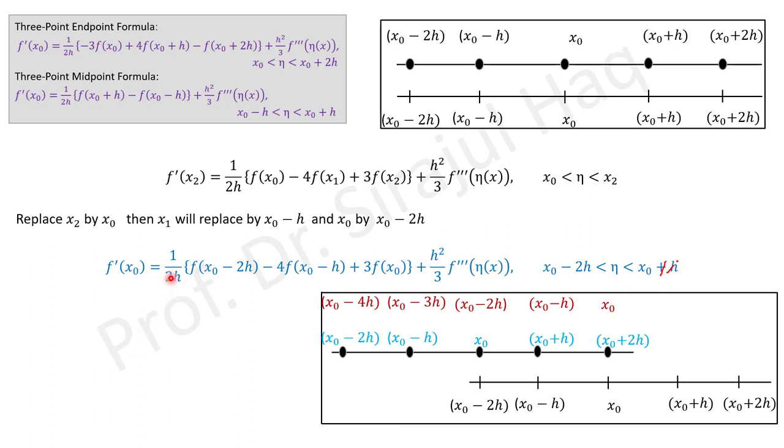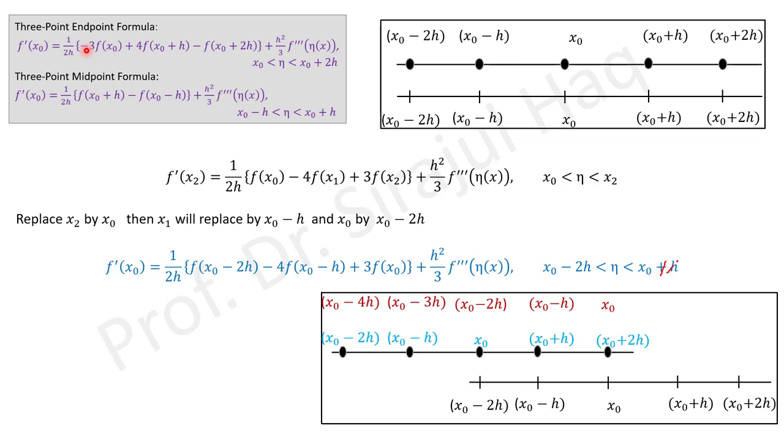Let's replace h by minus h. What will happen? This will be 1 divided by 2h with a negative sign. This will become x0 plus 2h, this will become x0 plus h, and that will remain unchanged. The negative sign is outside. So when I multiply the negative sign, this will become minus f of x0 plus 2h, which coincides with that one. This will become plus 4 f of x0 plus h, which coincides with this one. And this will become minus 3 f of x0, which coincides with this. So it tells you that the first and the last formula are the same.